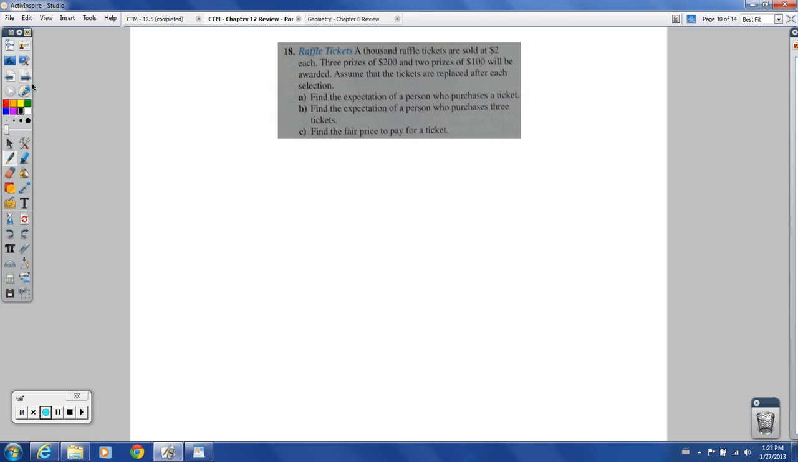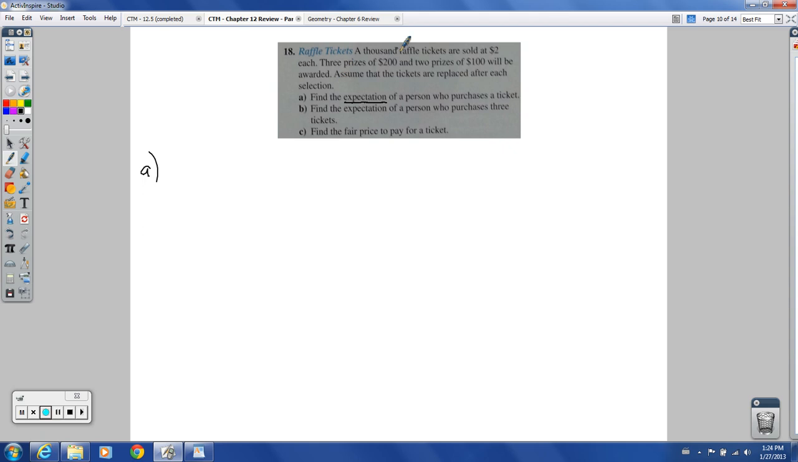Any more odds against? This is now expectation problems. Okay, so a raffle ticket question. 1,000 raffle tickets are sold at $2 each. 3 prizes of $200 and 2 prizes of $100 will be awarded. Assume that the tickets are replaced after each selection. 3 parts here. Part A, find the expectation of a person who purchases a ticket. So what can they expect to happen on average or in the long run?